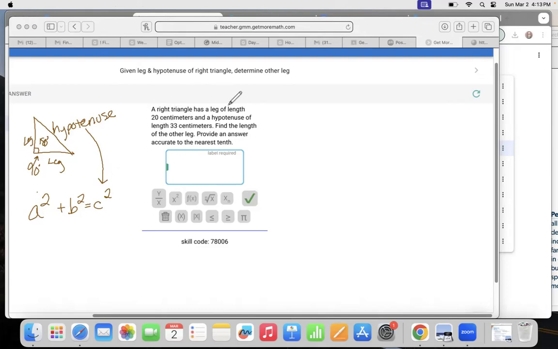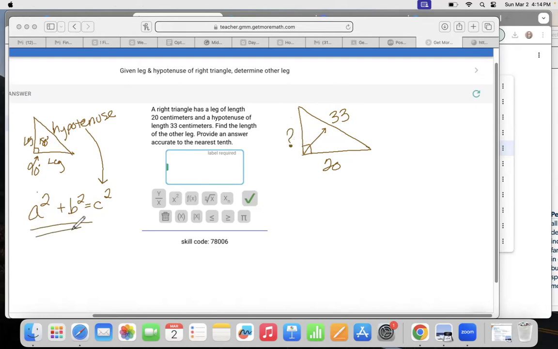So if it gives it all to us in words, again, I'm a big believer in drawing it out. I know I'm dealing with a right triangle because it says right triangle. And it says it has a leg length of 20, so I'm going to label this one 20, and then a hypotenuse of 33. My hypotenuse has to be across from that 90 degree angle. It's got to be the longest side, so that's going to be 33. And it says find the length of the other leg, so this is the one that I don't know.